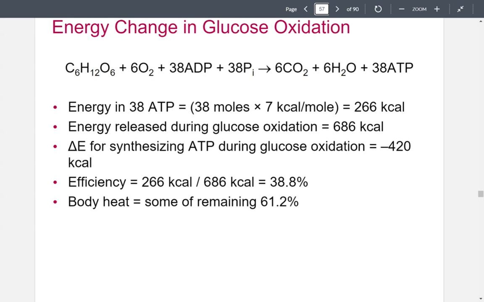So, efficiency of this conversion process is about 38.8%. The vast majority of the energy created during all of these chemical breakdowns is given off in the form of body heat. So this is why we are warm.